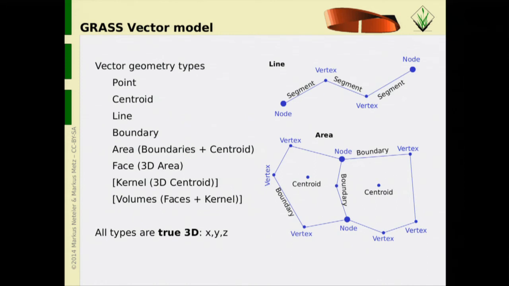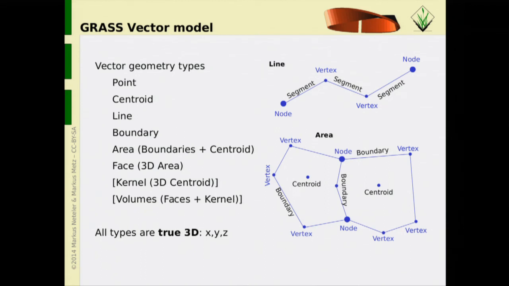Vector topology. So in GRASS we have the different geometry types: point, centroid, line, and boundary. An area, which is the equivalent to a polygon, is constructed from boundaries and a centroid. Let's assume we have two areas. Let's assume we have Norway and Sweden. Then there is a boundary between Norway and Sweden, but only one boundary. Norway and Sweden are not two completely independent countries that do not know anything about each other. There's one boundary, and the two countries agreed on that particular boundary. So this is why there's only one boundary.